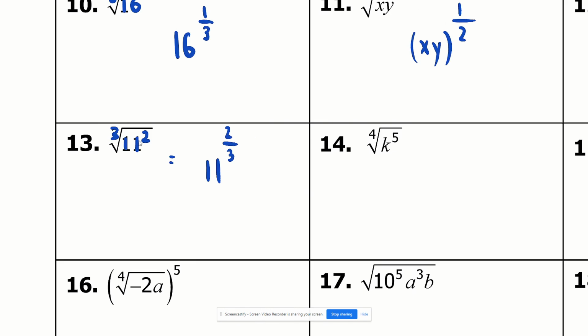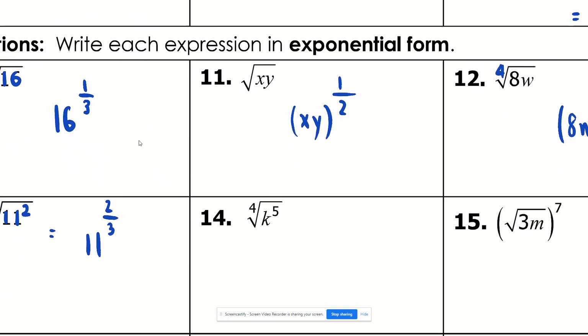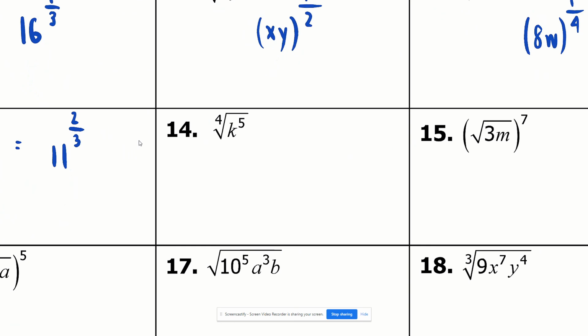Okay? Now, I know 14 can be simplified, but it doesn't ask you to simplify it. These instructions just say to write it in exponential form. So we're writing it as a fractional exponent. The radicand is k, fractional exponent. The root is the denominator, and the exponent inside is the numerator. So k to the 5/4.